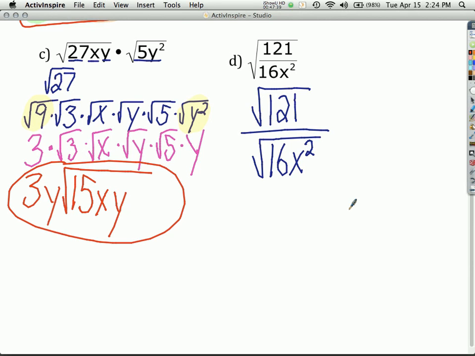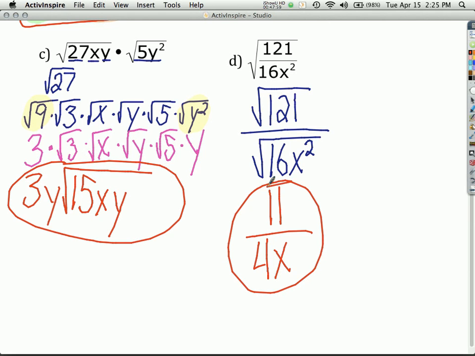Very good. So the top is a perfect square, so that will be 11. What about the bottom? Very good. Square root of 16 is 4. Square root of x squared is x. So the square root of 16x squared is 4x. Boom, we're done. Nicely done. Any comments, questions, concerns?